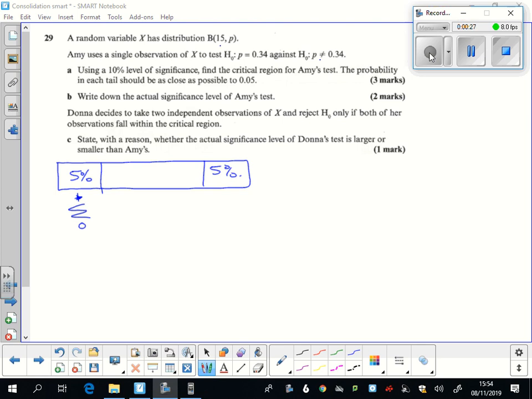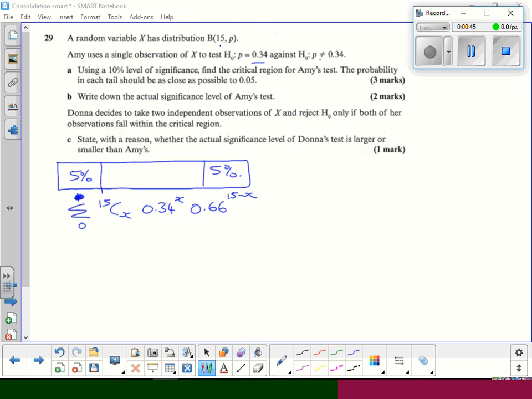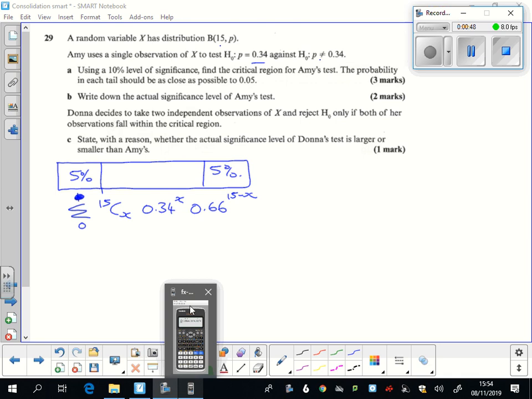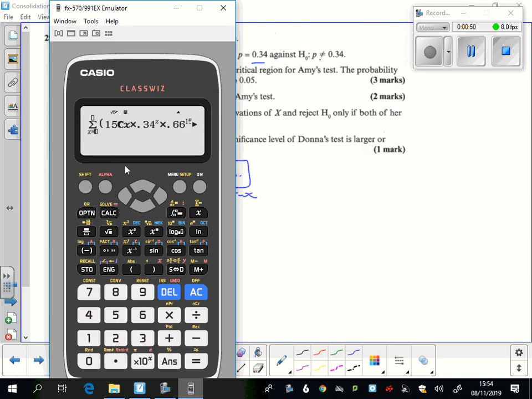We've got 15 choose x, 0.34 to the x, 0.66 to the 15 minus x. And we're going to put numbers in here, trying to get a number that's as close to 0.05 as we can. So let's get the calculator up. I've already put in some of it. I need a 0 down here, and the value at the top.